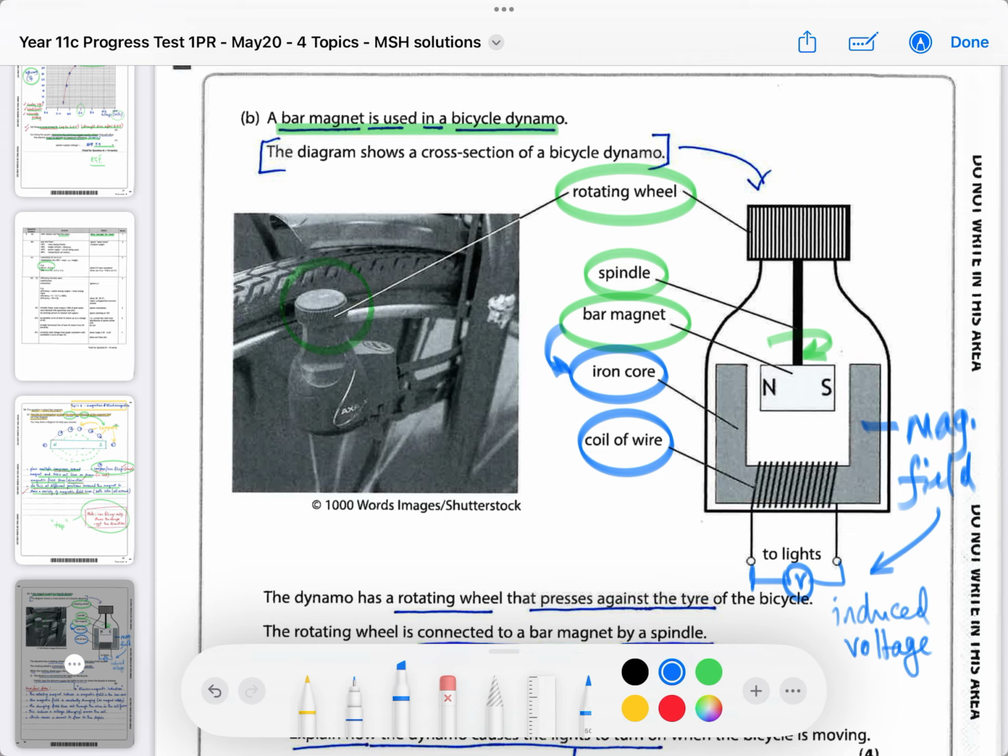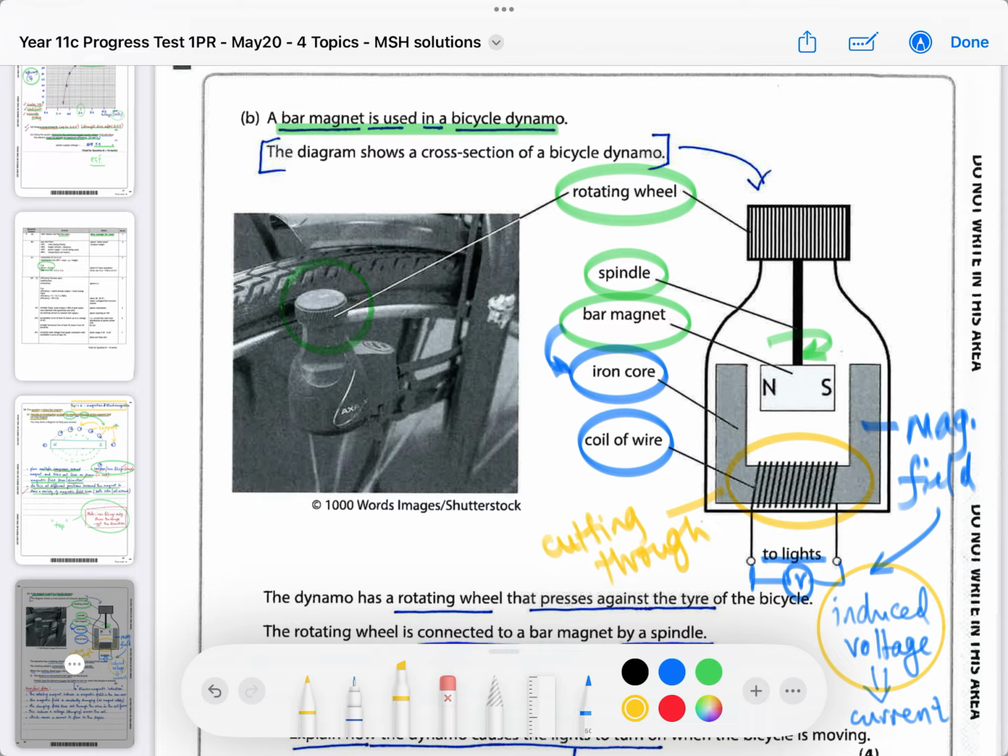And then it says it goes to the lights, so the light bulb will feel the voltage, and then the induced voltage will produce a current. But to get the full marks, or a full understanding, you've got to say that you have an induced voltage due to the magnetic field constantly changing, and that changing magnetic field is cutting through the conductor. So you've got to mention that the magnetic field is cutting through the coil.